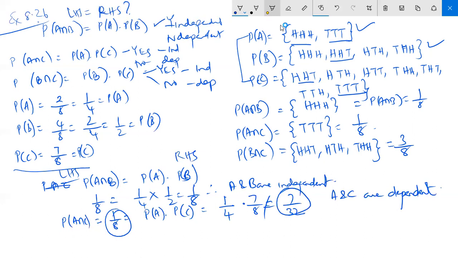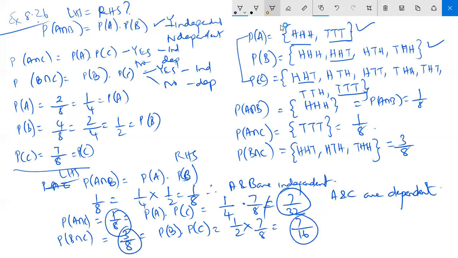Then do P of B intersection C. P of B intersection C is 3 by 8. Now let us see P of B into P of C. P of B is how much? Half. P of C is 7 by 8. That is equal to 7 by 16. 7 by 16 not equal to 3 by 8. Therefore, B and C are dependent. Only A and B are independent.